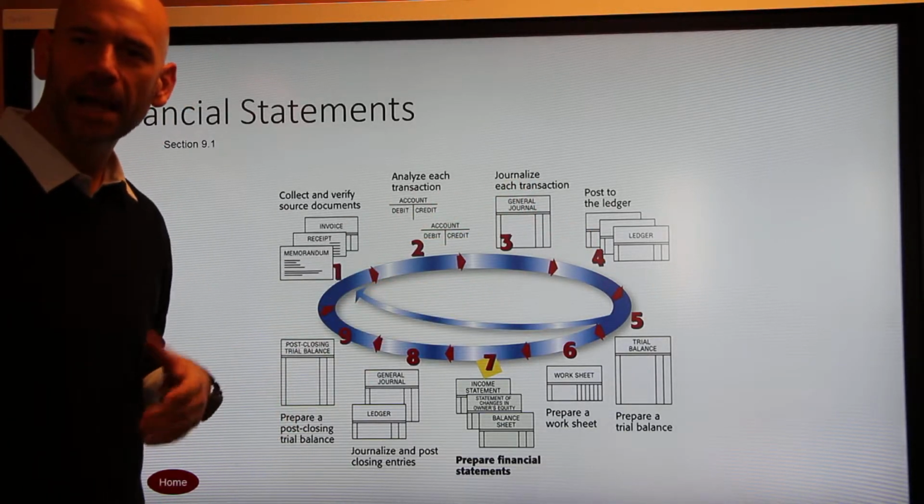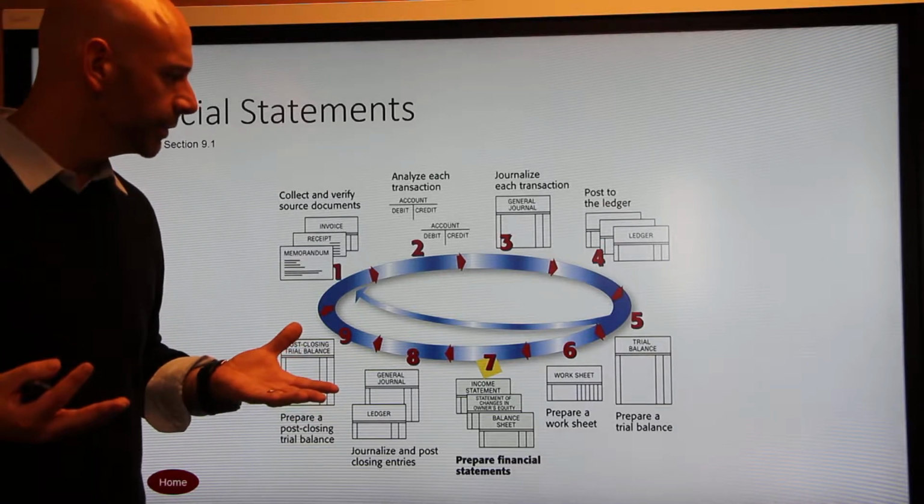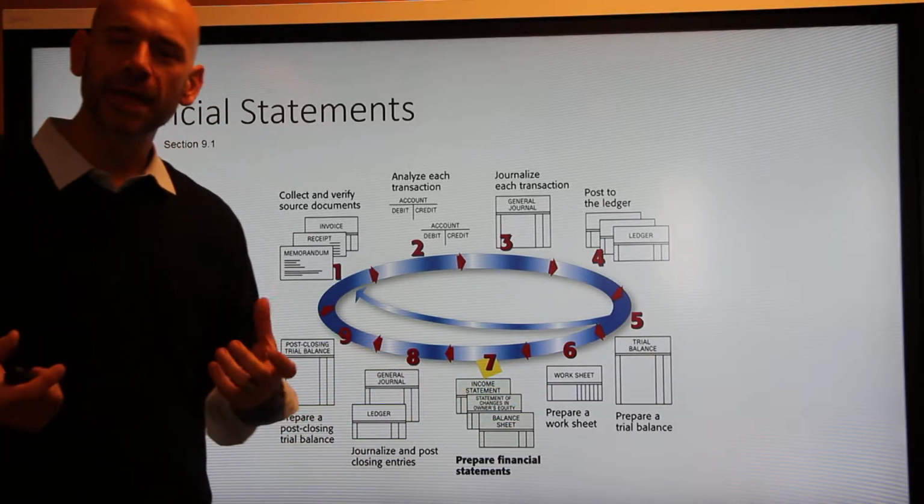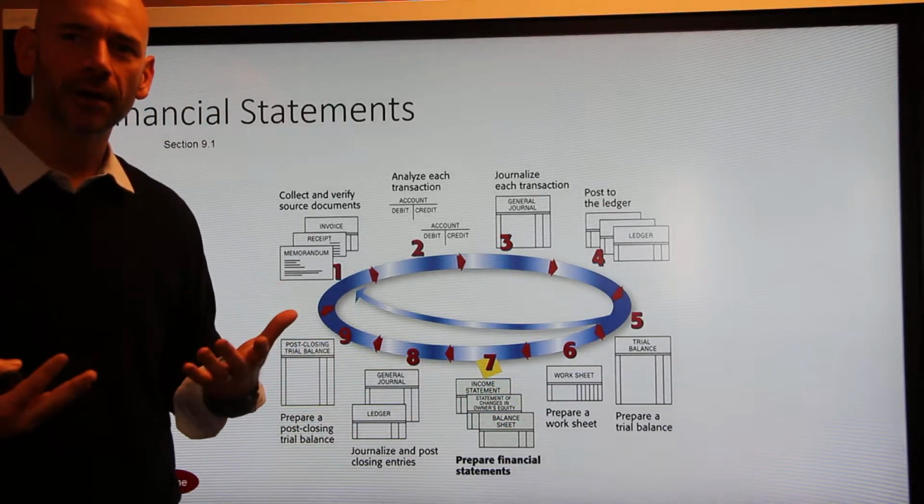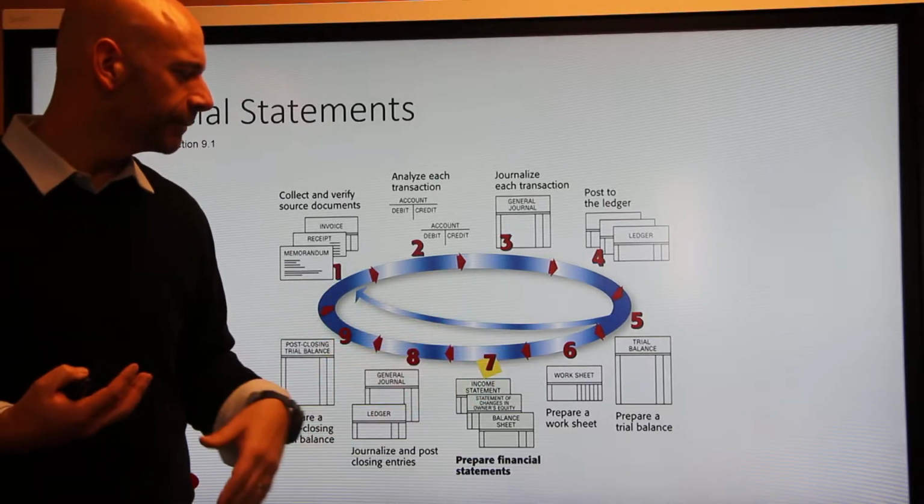We formed the trial balance to make sure that our debits and credits equaled each other. We put the worksheet together, and the worksheet is what we prepared to get ready for our financial statements. And now we have to go ahead and do them.